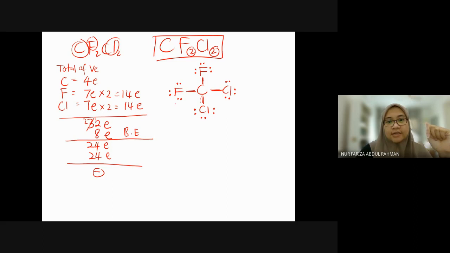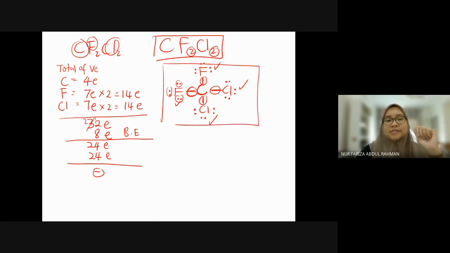Okay, let's check. The first fluorine is octet. 2, 4, 6 plus these 2 is equal to 8. How about this fluorine, it is also octet, this chlorine, octet, and this last chlorine is also octet. Don't forget the carbon, the central is also octet. 2 plus 2 plus 2 plus 2. So we have 8 electron for carbon. So everybody now is octet. So this is the Lewis structure for CF2Cl2. So itulah step dia.